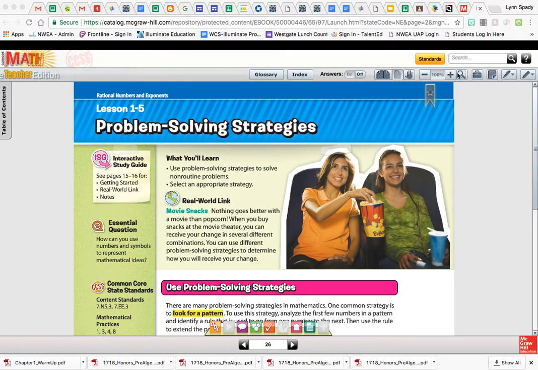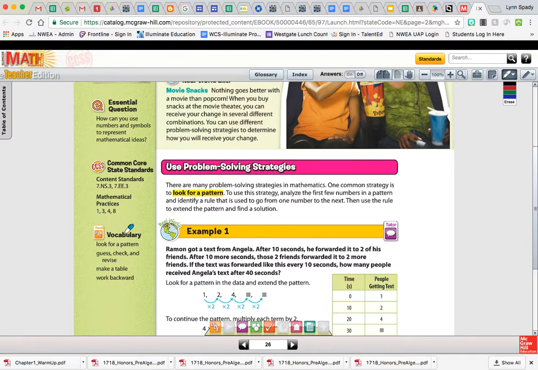In Lesson 1.5, we'll be looking at problem-solving strategies. By the end of this lesson, you should be able to use some problem-solving strategies to solve non-routine problems and also be able to select an appropriate strategy. We have a couple of different vocabulary words, and really they're just strategies.